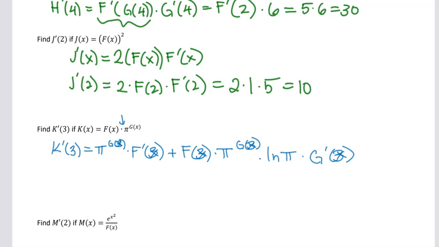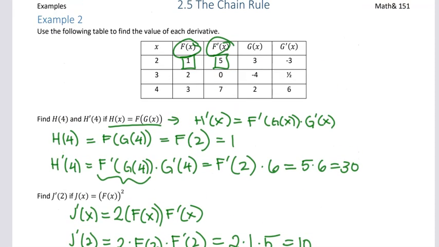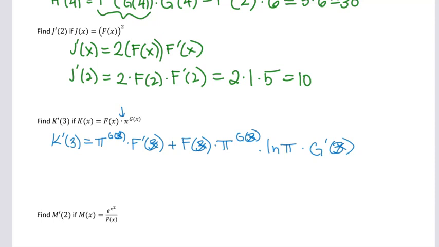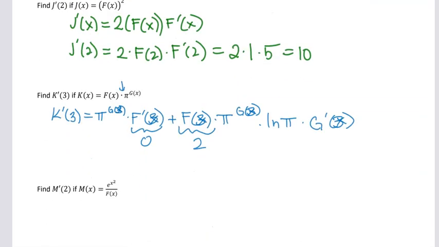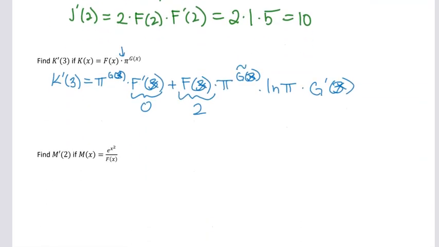I need f of 3 and f prime of 3. F of 3 is 2. F prime of 3 is 0. So this is 0, and this is 2. And then I also need g of 3 and g prime of 3. G of 3 is -4, and g prime is 1/2. So this is going to become -4, and this is going to become 1/2, and this is also -4.